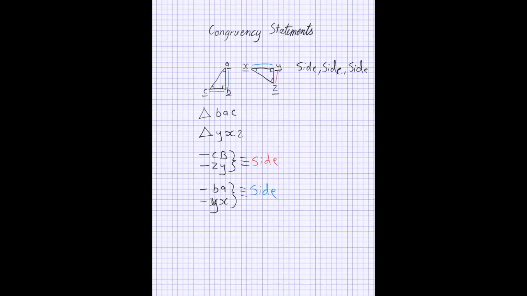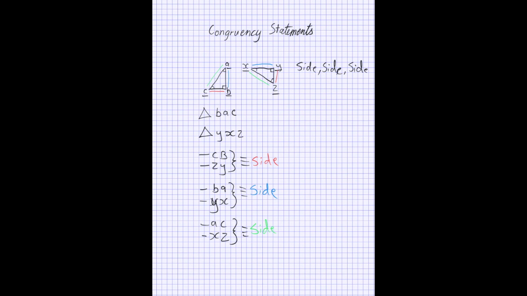Finally, we're going to look at side A to C, and we're going to compare that one to the last side we have here, X and Z. We can see that the distance from A to C, if we get a ruler out, and the distance from X to Z are also congruent. So the green side is also the same.